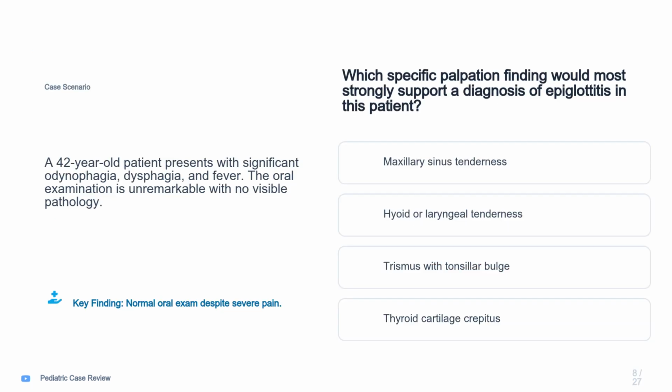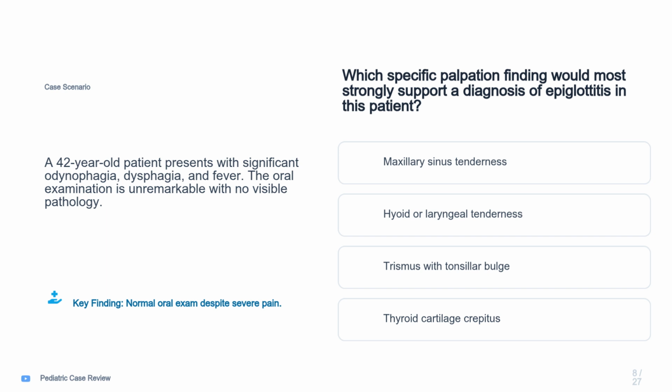A 42-year-old patient presents with significant difficulty swallowing, painful swallowing, and fever of 39 degrees Celsius. The oral cavity examination reveals no obvious abnormalities, and tonsils appear normal. Which specific palpation finding would most strongly support a diagnosis of epiglottitis?